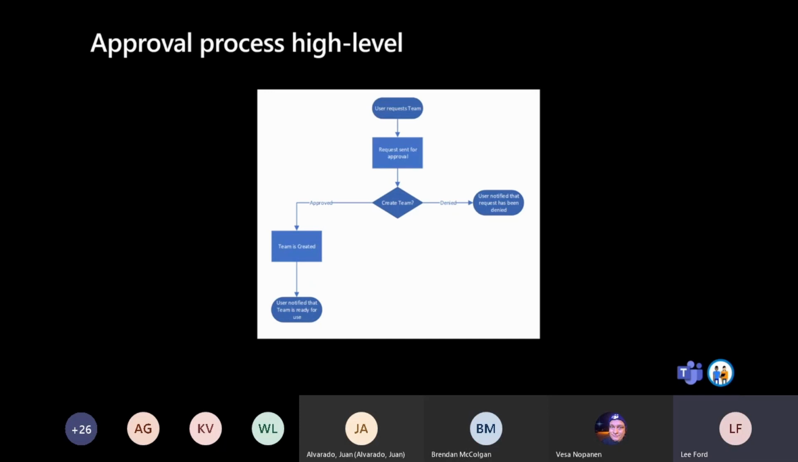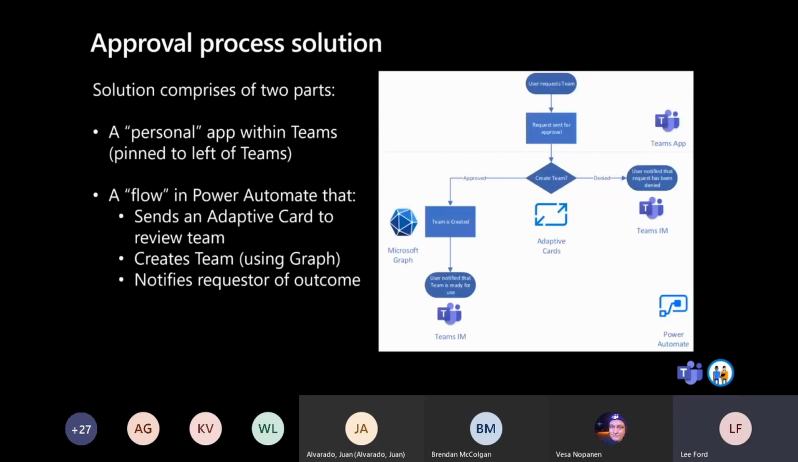Okay. So if we go into a little more detail on the solution that I'm going to be talking about today, it comprises two parts. You've got a personal app within Teams that's pinned to the left of the app bar, so it's front and center within Teams. If I want to request a team, I haven't got to find a particular team or search for it, it's literally just on the left hand side, you can't miss it. And that allows the user to request a team within Teams.